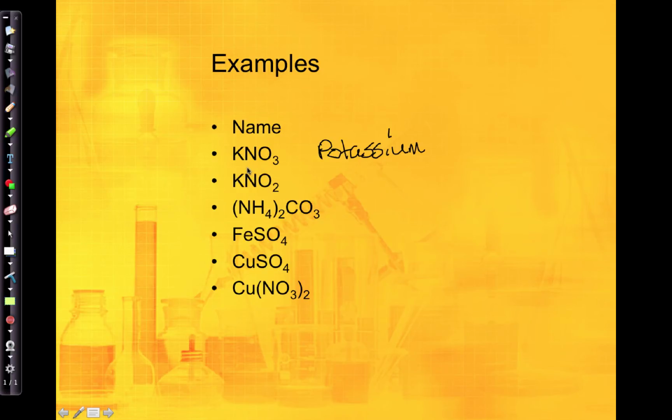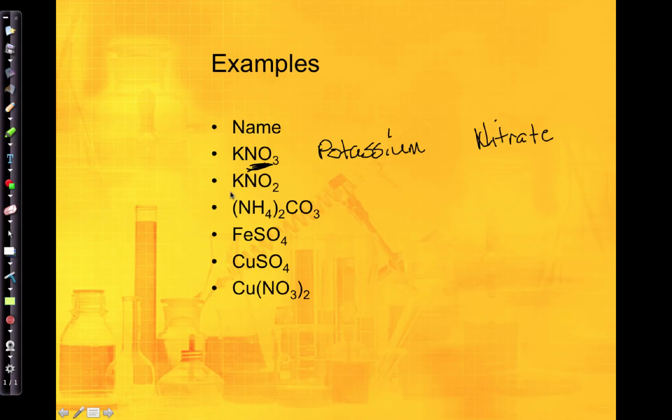Then look at what's left. NO3 is what's left. You just have to know these by sight. Eventually, you'll just know them. So NO3 is nitrate. There's no trick to that. It's just memorization. Do not change the ending to anything else.